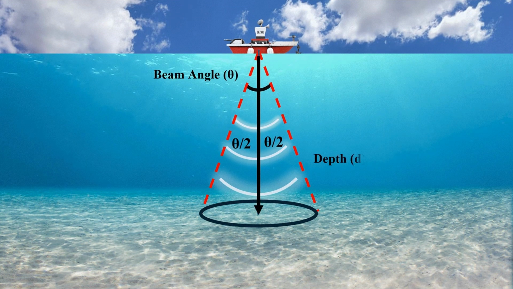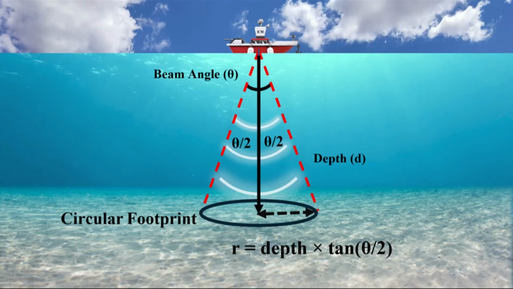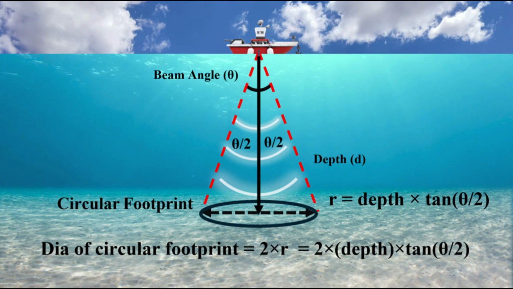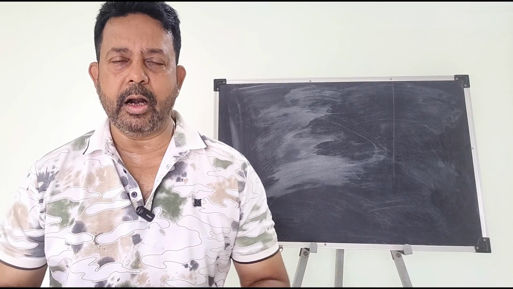At a depth d, the beam hits the seabed, creating a circular footprint. The radius r of this footprint can be found using: radius is equal to depth multiplied by tan theta by 2. Since the footprint is circular, the diameter of the ensonified area is 2r, so 2 multiplied by depth multiplied by tan theta by 2. Now let's talk about multibeam system.